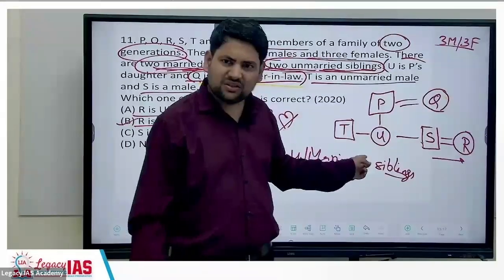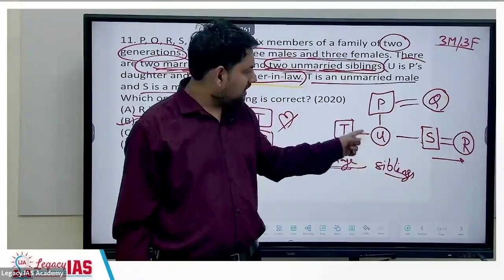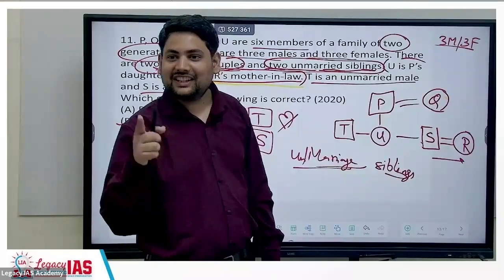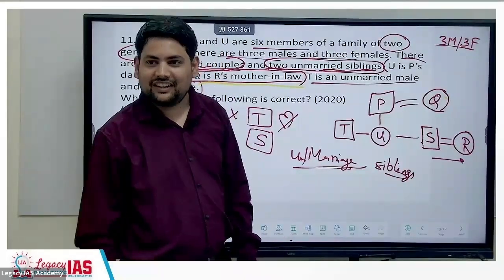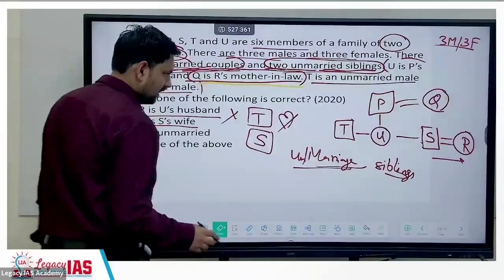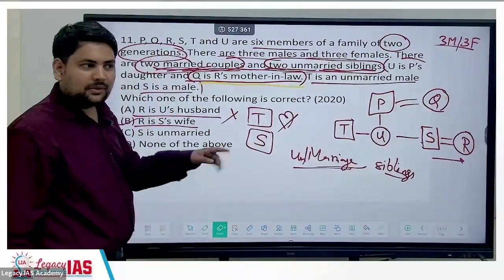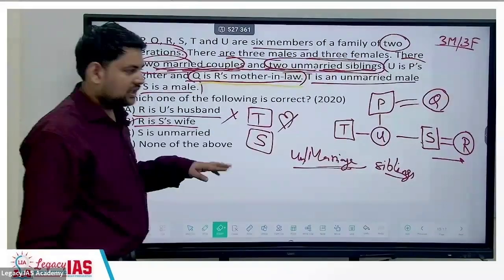R is married to... S is married to R, then R is a husband, no, sir. Just wait. One person. I'll change the whole diagram. Everybody has drawn this diagram?